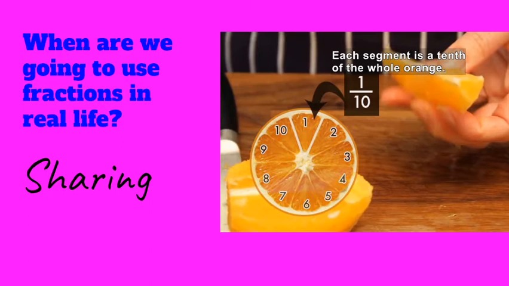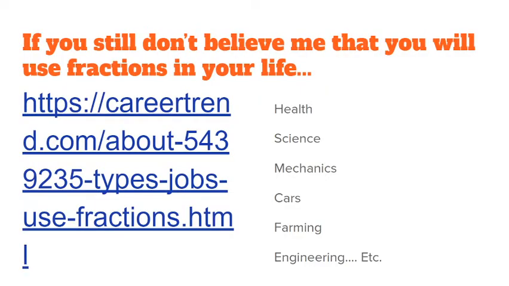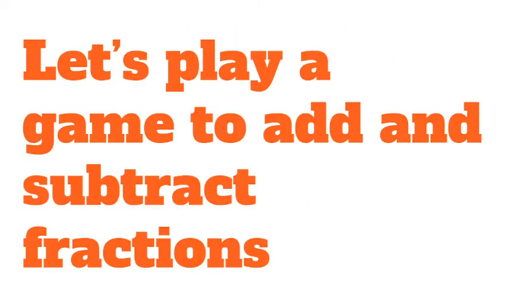You can also use fractions when you're sharing. For example, if you were to share an orange with 10 of your friends, 10 total people, dividing the orange into 10 separate pieces, you'd have to say that 1/10 of the orange goes to each person. Right? That's a fraction. When you're buying food, sometimes you need to understand how to separate the food into equal parts, whether it's 1/2, 1/4, 1/3. Here's a link of more examples of how you can find fractions in real life, whether it's in health, science, mechanics, cars, farming, engineering, or many other examples.